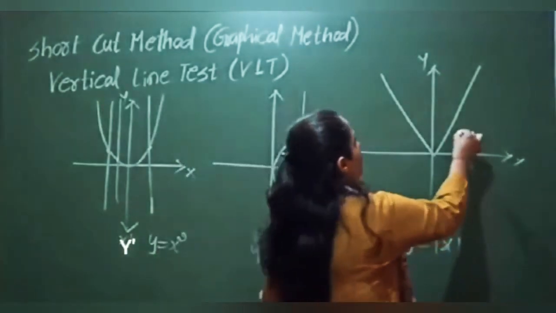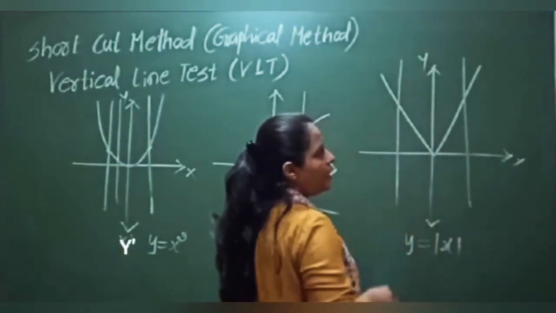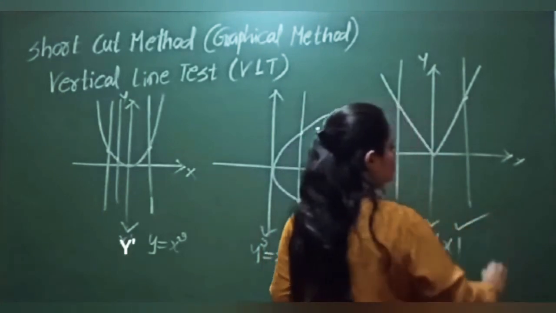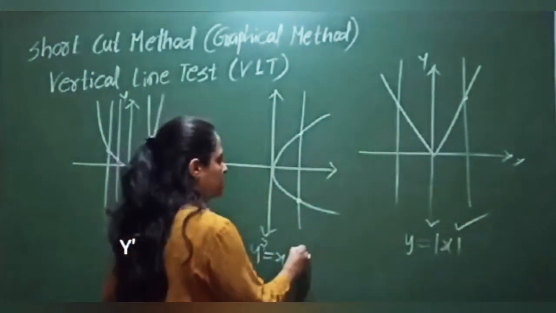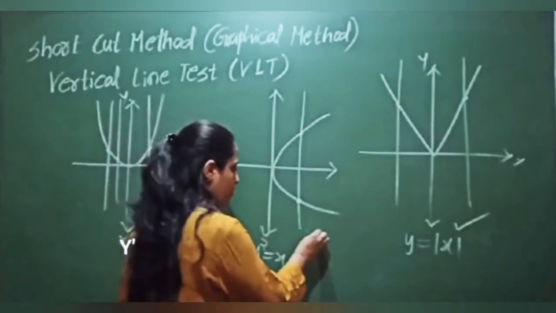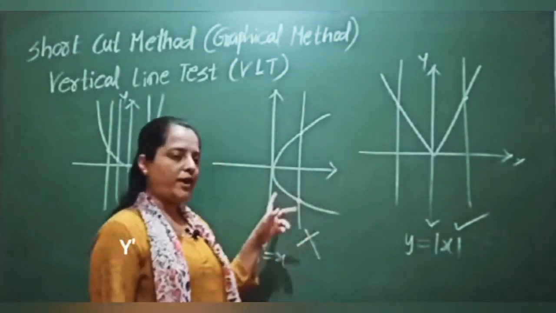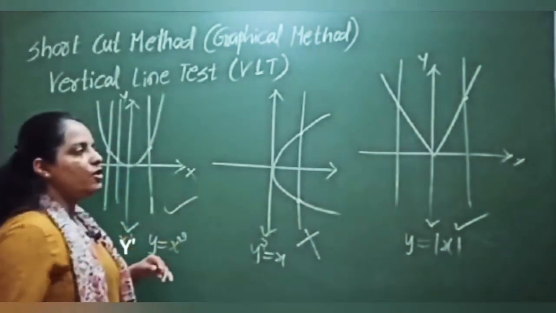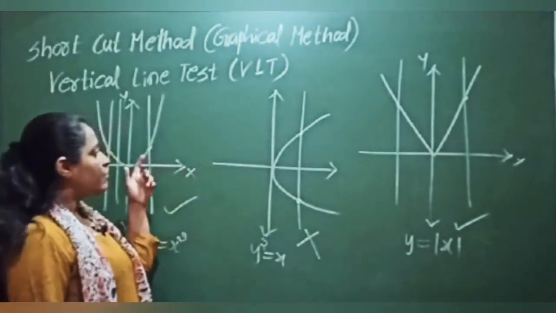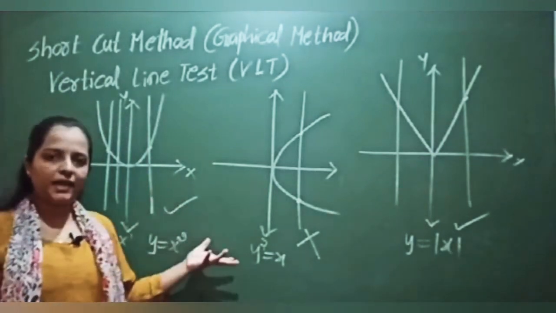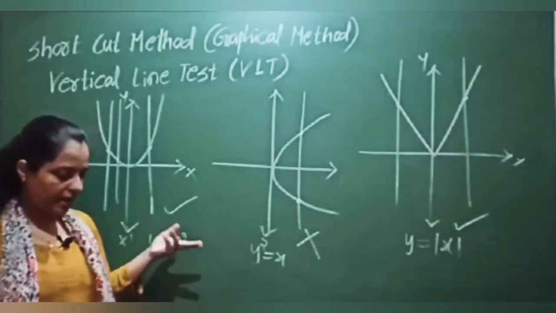And now we'll take the vertical line test for this. The vertical line cuts at only one point. So therefore this is a function. And y square is equals to x is not a function because the vertical line intersects the given graph at 2 points, and this one is a function because the vertical line intersects the given graph at only 1 point. And now we'll take a few more examples. Based on that you will understand.